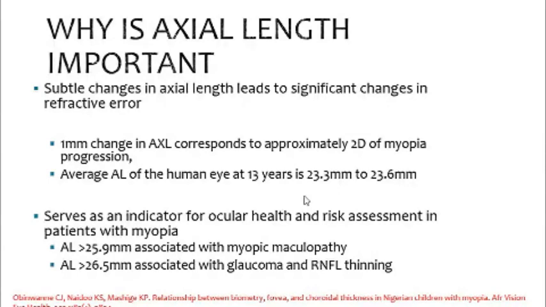So if you have a child who, for example, was 24 millimeters in axial length when you first saw them, and then that increased to 25 millimeters, that's just a 1 mm change, right? But there's a study that we had done. This was published in 2024, but we did this study in 2023. And what we found was that for Nigerian children, at least, for every 1 mm change in axial length, it corresponded to 2 diopters of myopia progression.